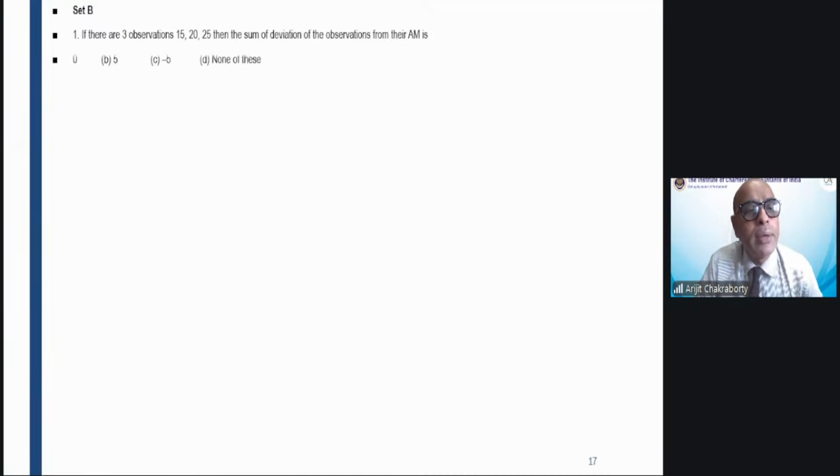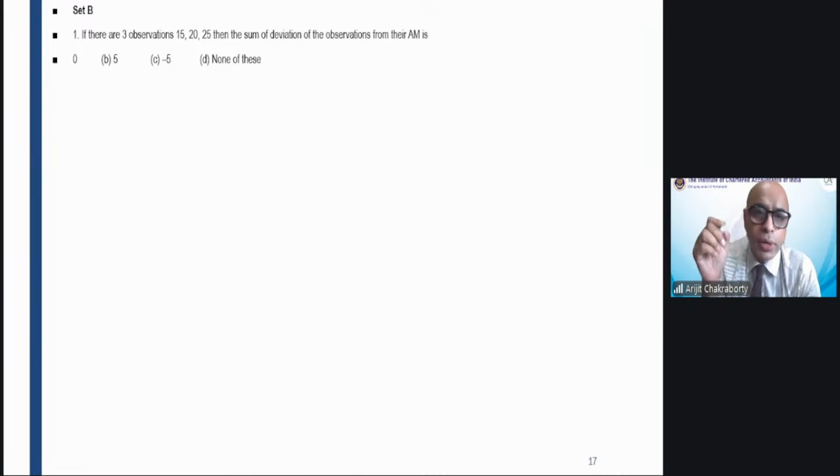The question number 1, if there are 3 observations, 15, 20, 25, then the sum of the deviations from their AM. So now we are dealing with a few important practical questions, numerical problems. 3 observations are there. What is the sum of the deviations from their AM? 15, 20, 25. You can see just by inspection that the arithmetic mean of these 3 numbers will be 20.